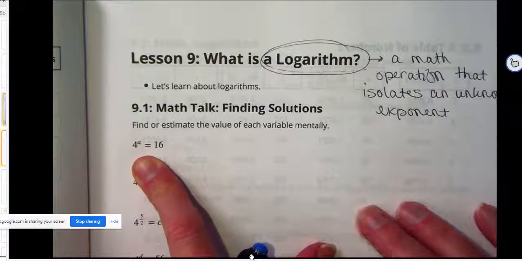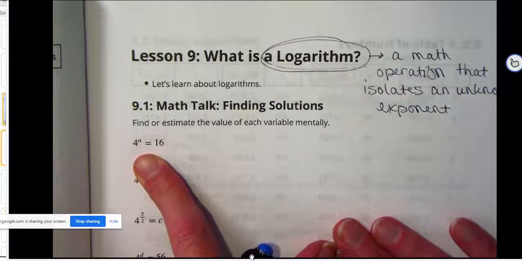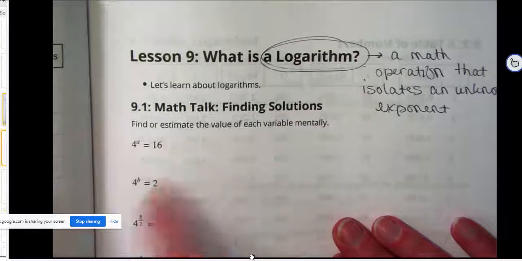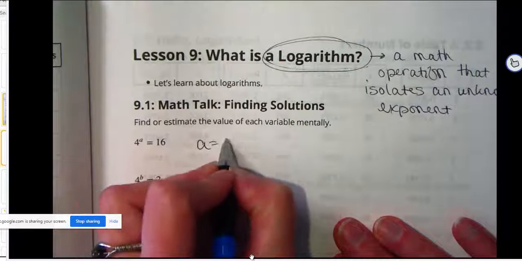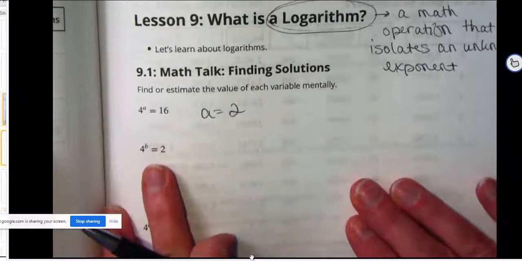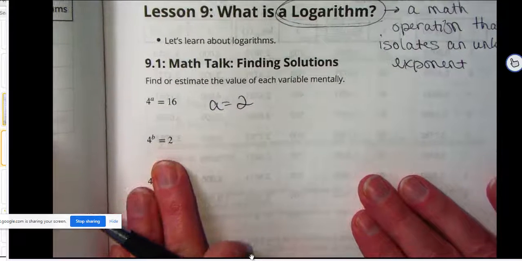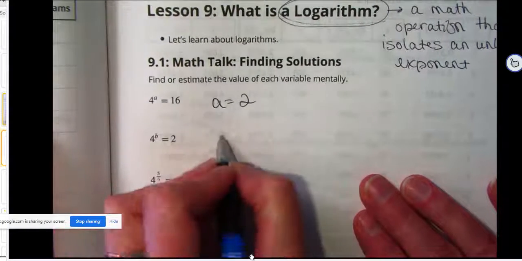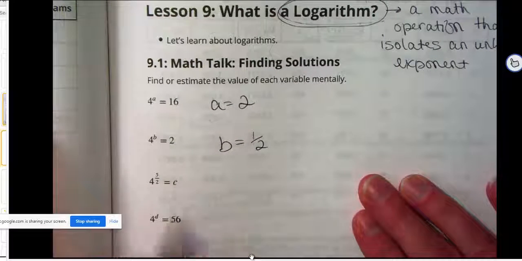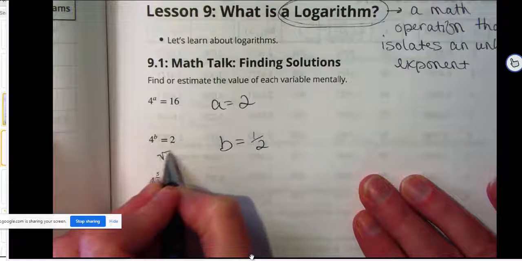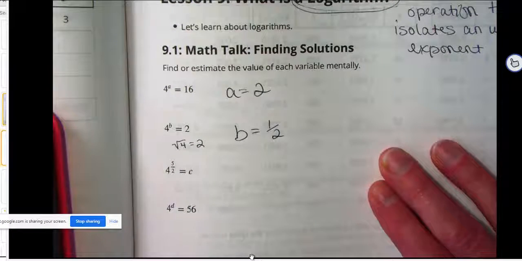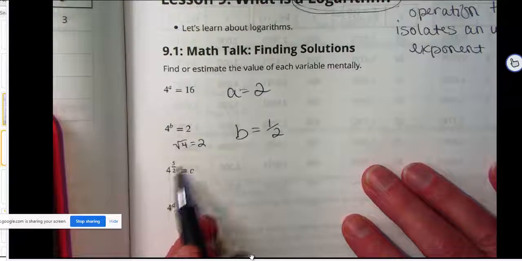Some unknown exponents we do know because of our math knowledge. Can you tell me 4 to what power is going to equal 16? 2. Nice. To the second power. What about 4 to some power equaling 2? Nice, the 1/2 power. Nice, looking at a square root going on here. So the square root of 4 equals 2, and that's the 1/2 power. Thank you, Unit 3. We can calculate this part too.